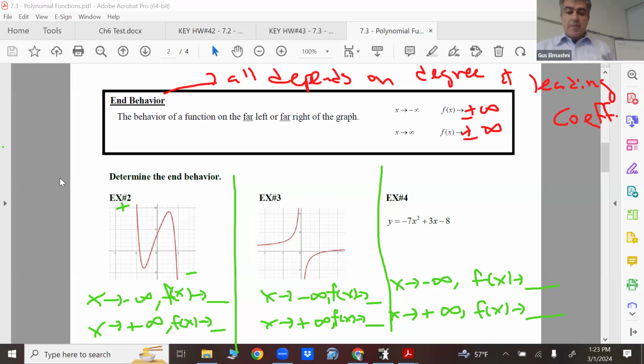Okay, let's look at example 2. If you're going to the left, is the arrow pointing up or down? Up, so you can say positive infinity. Now for example 2 again, as we look at the right arrow, this is the left arrow. How about the right arrow? Is the arrow pointing up or down? So you put negative infinity. You always write the x part, x going to negative infinity, x going to positive infinity, because you always want to know what's going on to the left and to the right.